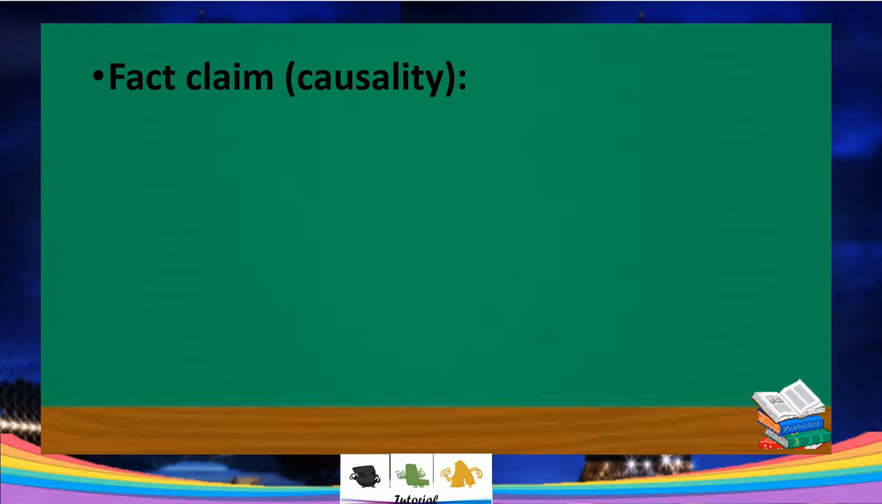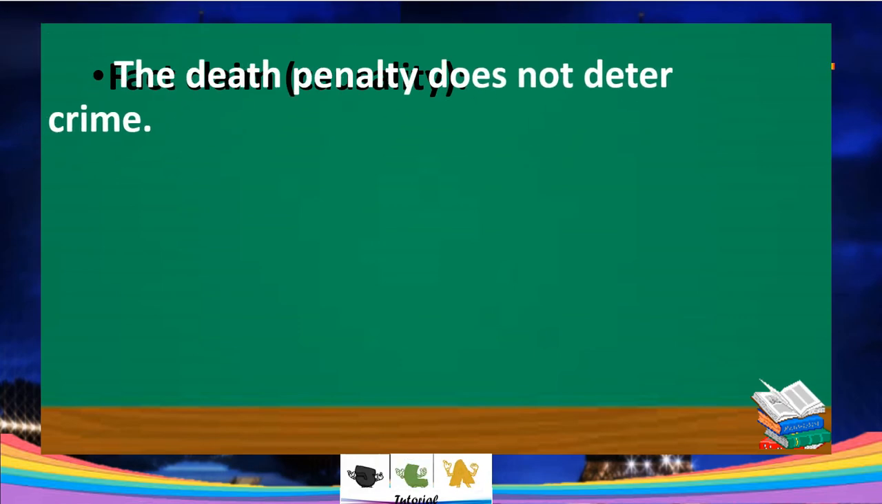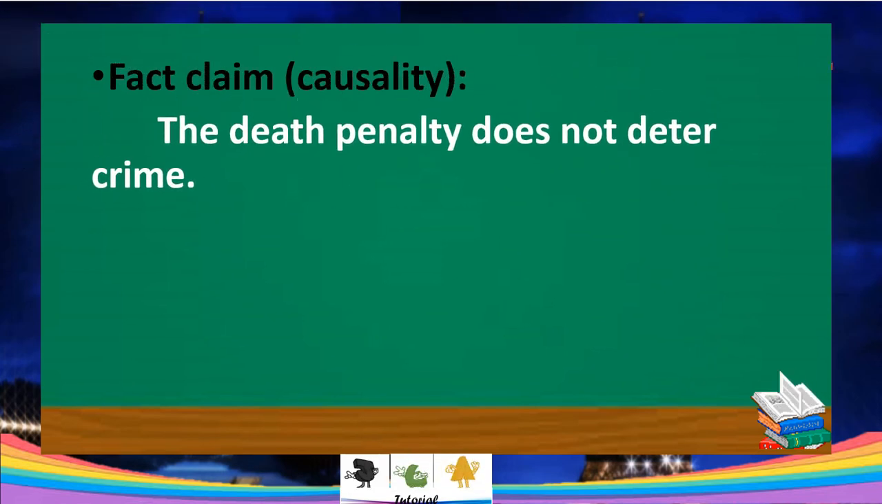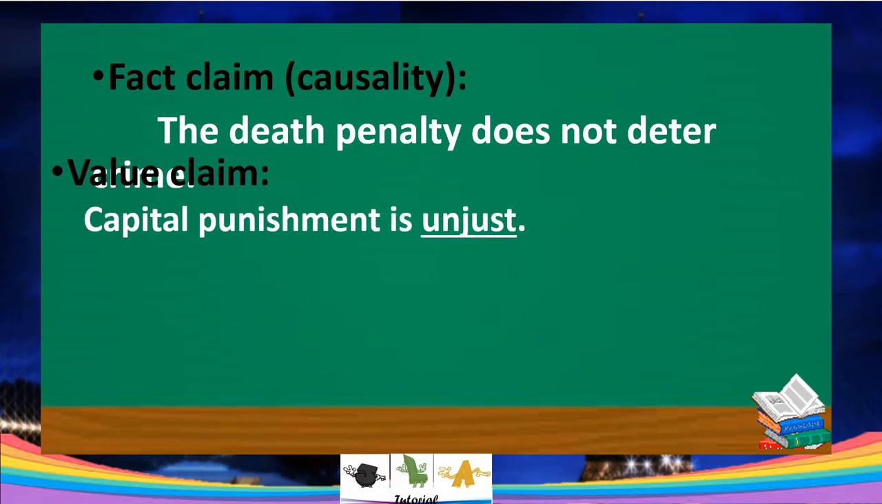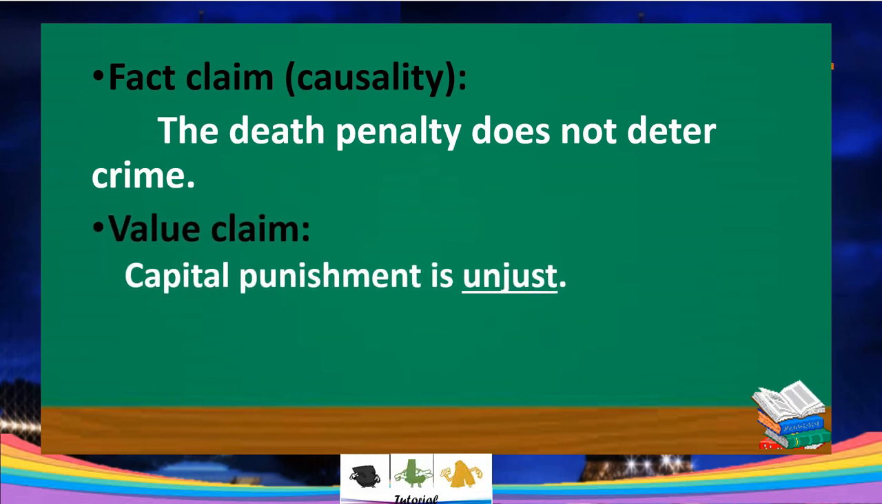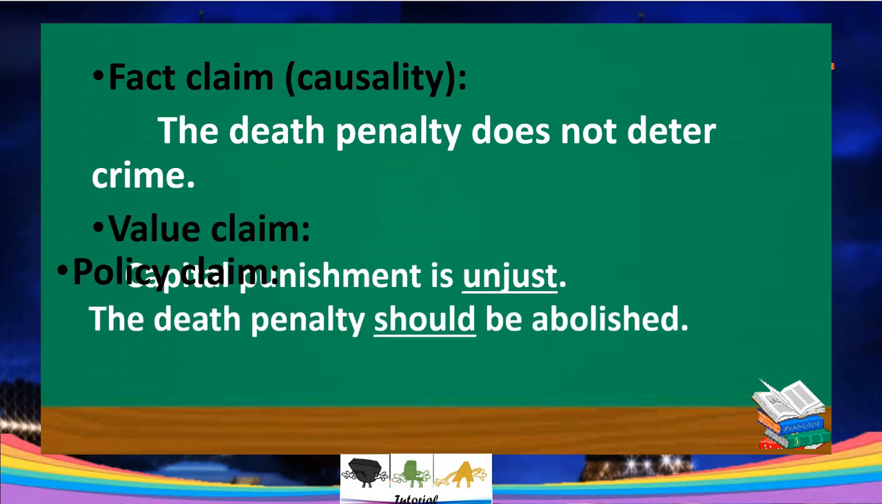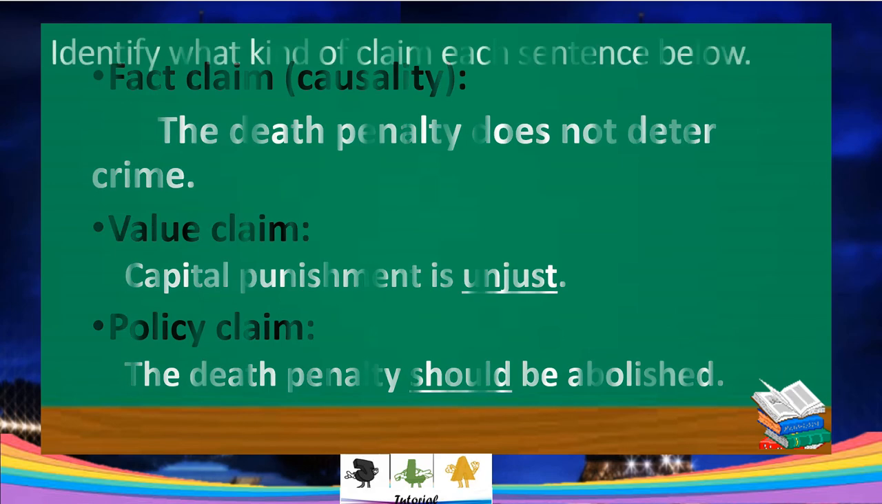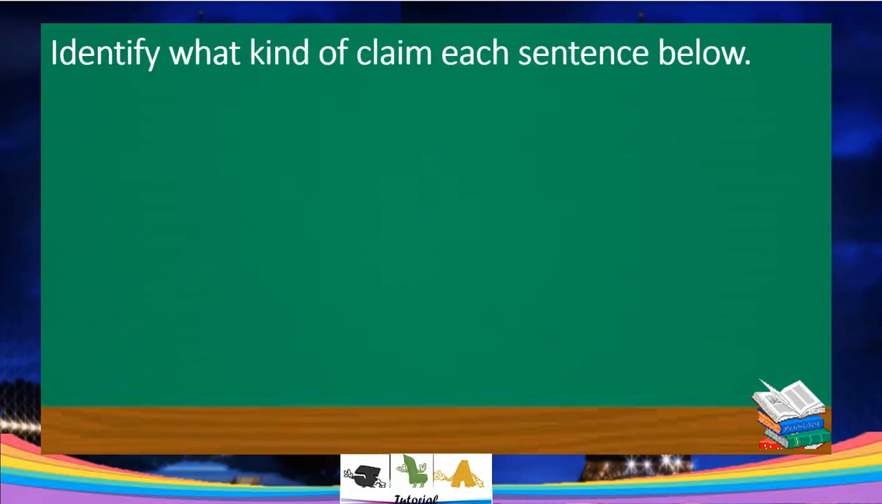Fact claim: The death penalty does not deter crime. Value claim: Capital punishment is unjust. Policy claim: The death penalty should be abolished. Now, identify the kind of claim each sentence belongs to.